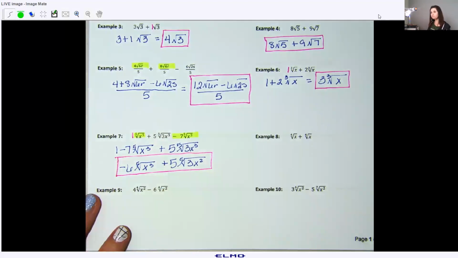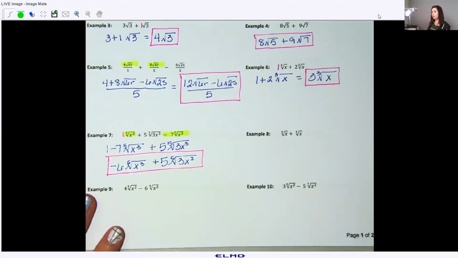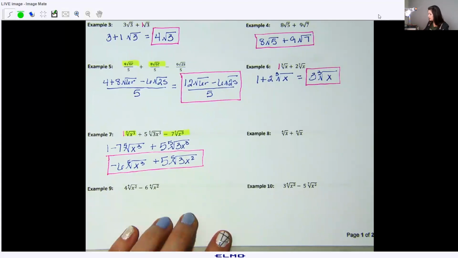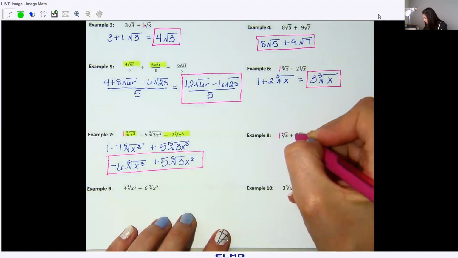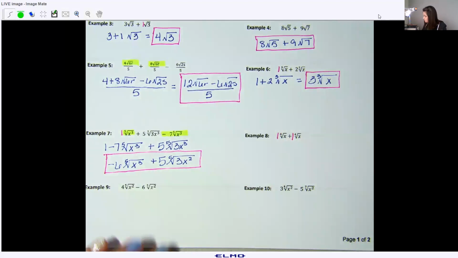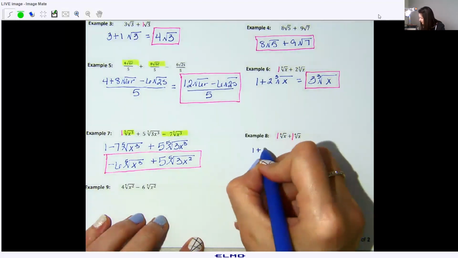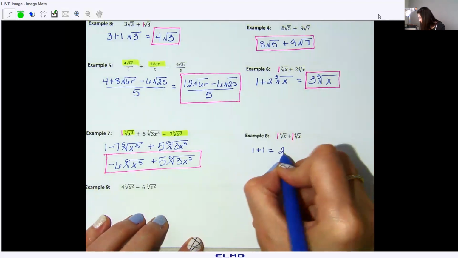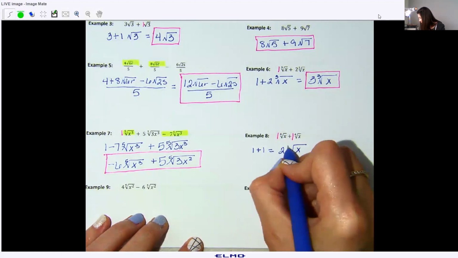All right, example number 8, both our radicands and our indexes are the same. I'm just going to add these two 1s here. So we get 1 plus 1 equals 2x to the root of 4.